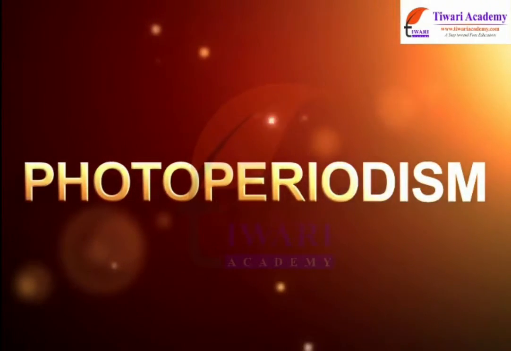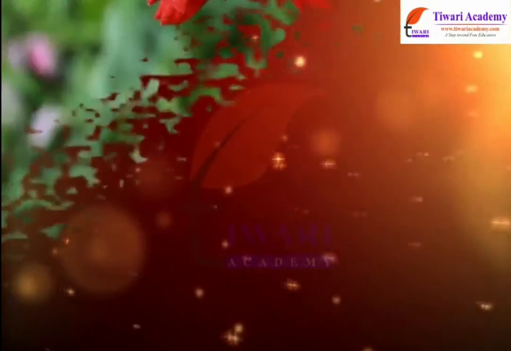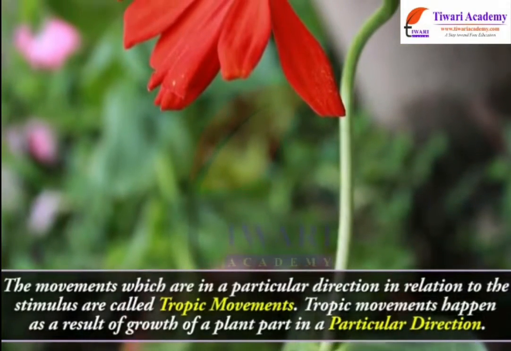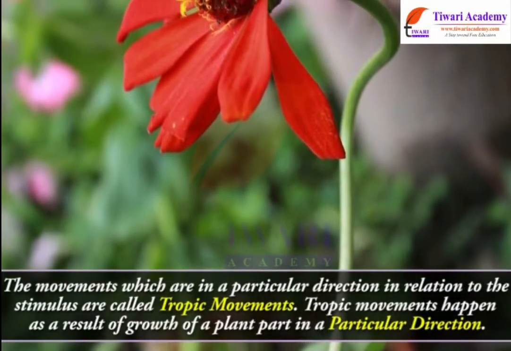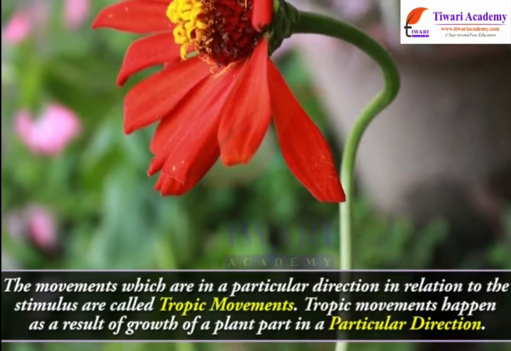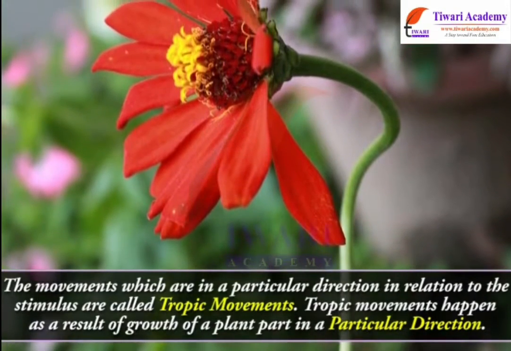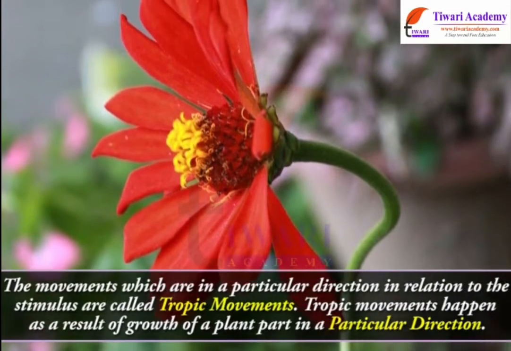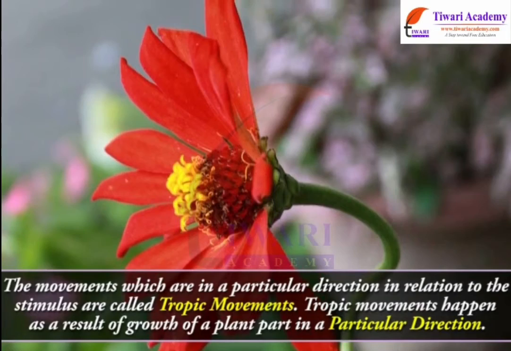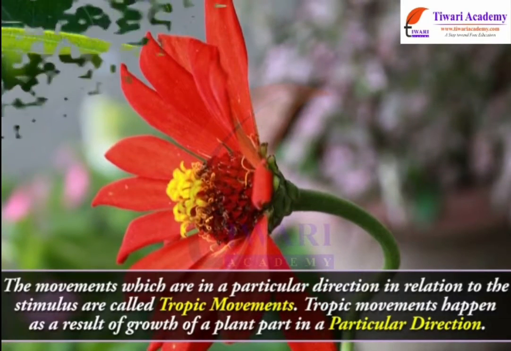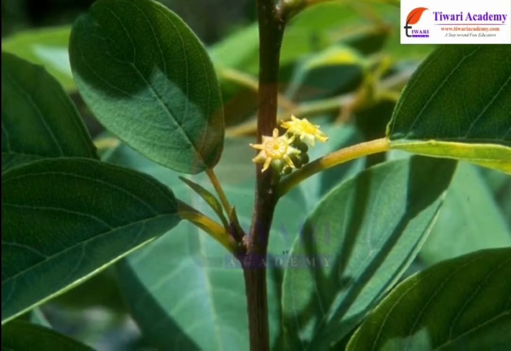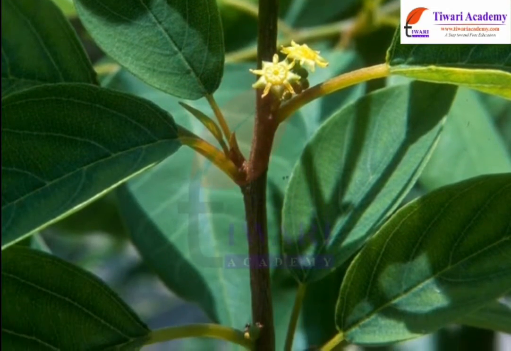Photoperiodism. The movements which are in a particular direction in relation to the stimulus are called tropic movements. Tropic movements happen as a result of growth of a plant part in a particular direction. There are 4 types of tropic movements, viz.